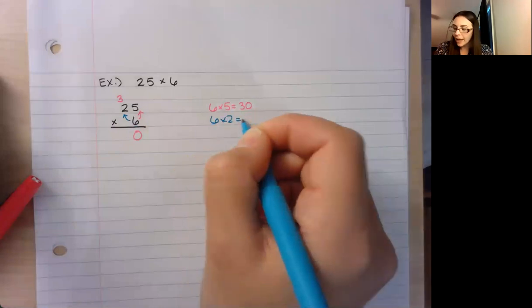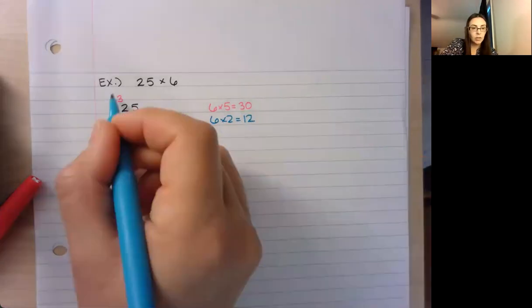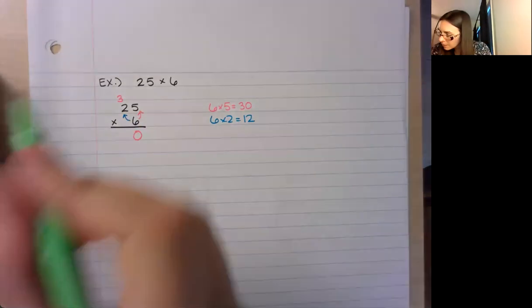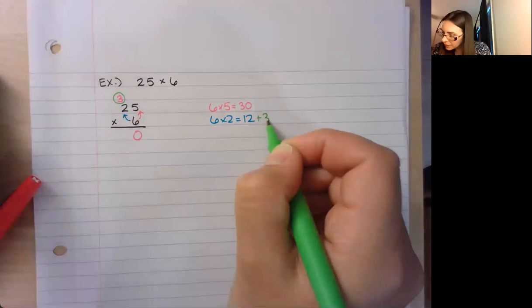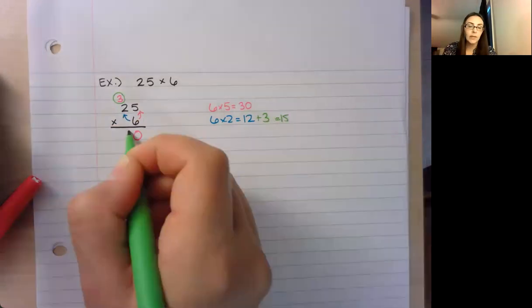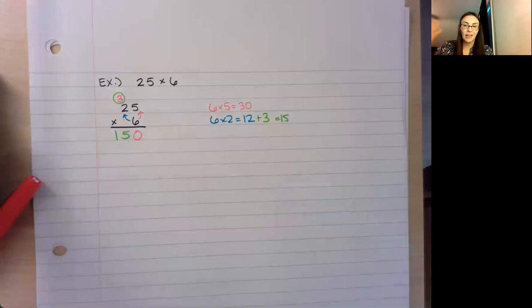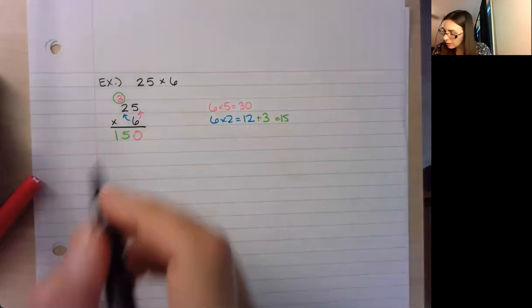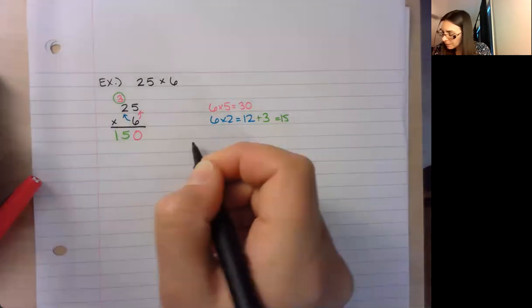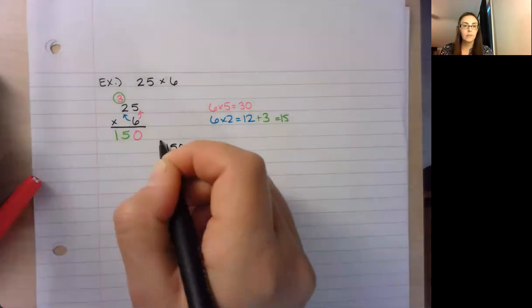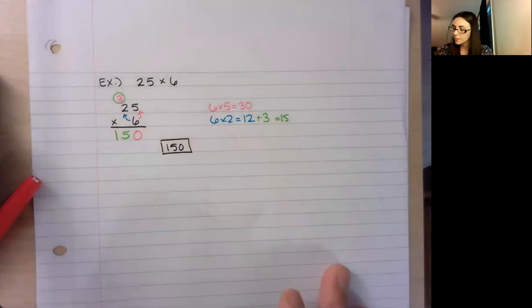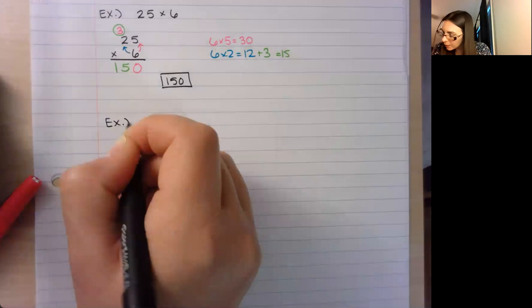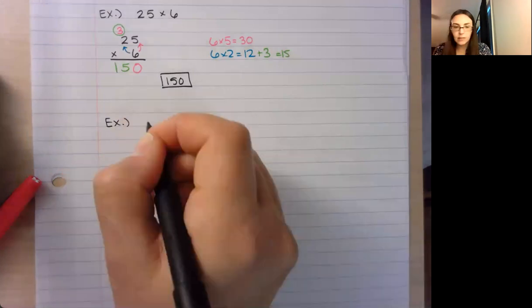Okay. But we have this 3 here. So what we're going to have to do is add that 3 in. So we actually get 15 here for our final answer. Now, I don't have to carry anymore because I have nothing left to carry to, so I can just bring that 5 down. So our answer here is 150. Let's do another example. How about 312 times 8?